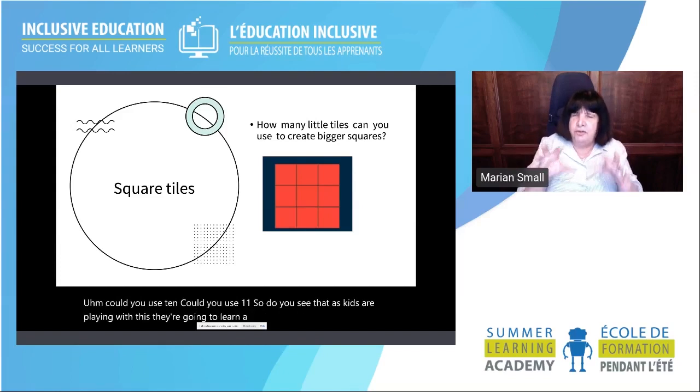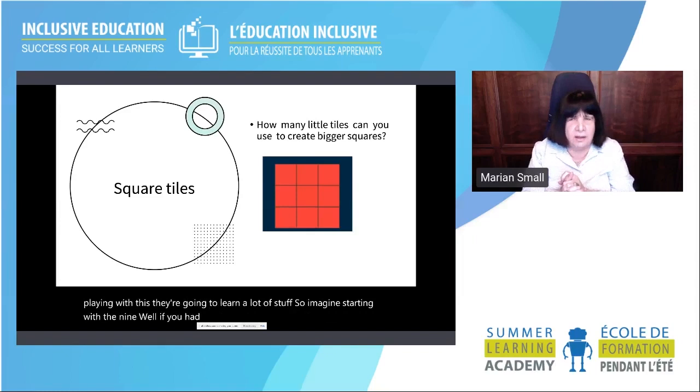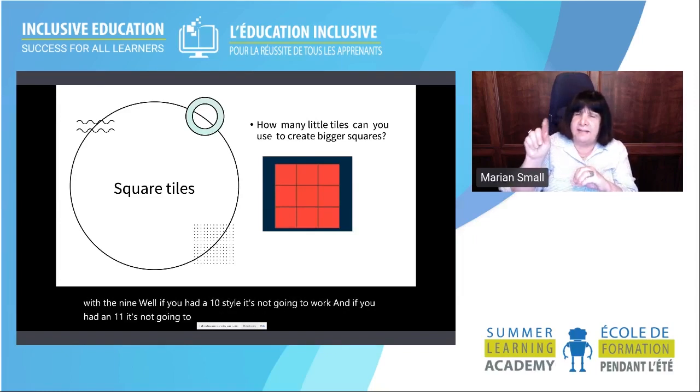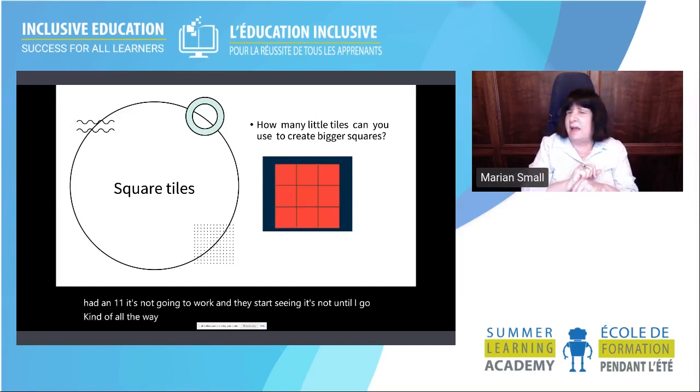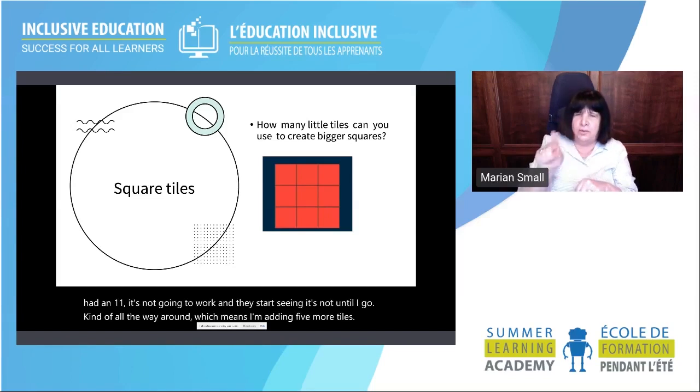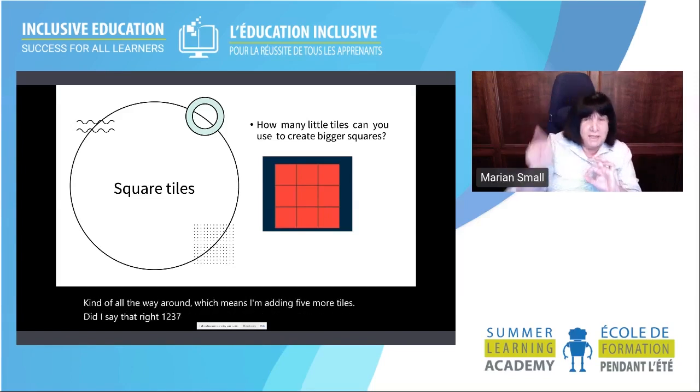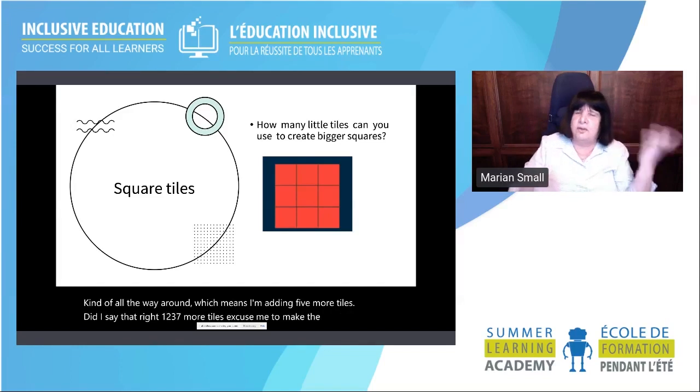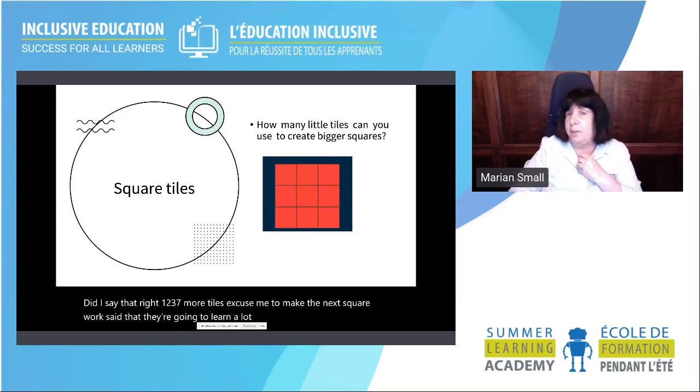So imagine starting with the 9. Well, if you had a 10th tile, it's not going to work. And if you had an 11th, it's not going to work. And they start seeing it's not until I go kind of all the way around, which means I'm adding 7 more tiles, to make the next square work, so that they're going to learn a lot of things about what we call square numbers.